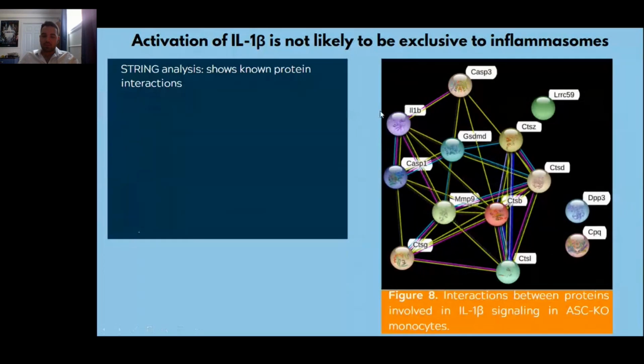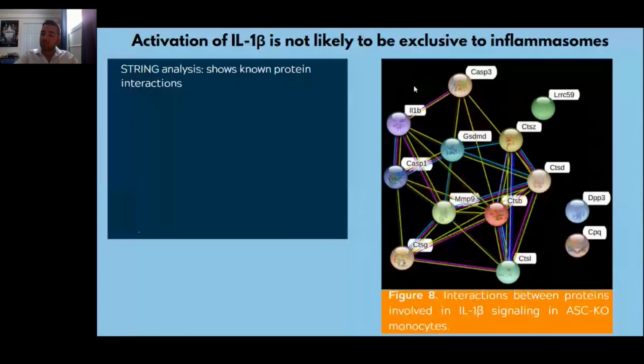So here are the proteins that we found, and I know it is a very complicated figure, but I will walk you through this. So we analyzed the proteins in the cytosol and in the supernatant of monocytes lacking the ESC adapter protein and we identified them using a mass spectrometer. And then we looked at the literature to find proteins that are involved in the IL-1 beta activation pathway. And we can see all of these proteins here.